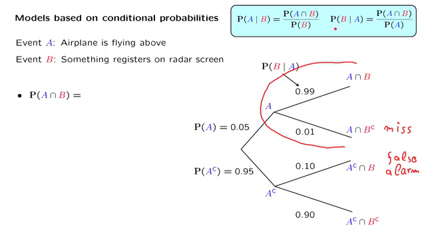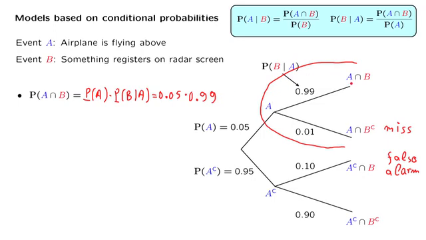If we interchange the roles of A and B, our definition leads to the following expression. The conditional probability of B given A is the probability that both events occur divided by the probability, again, of the conditioning event. Therefore, the probability that A and B occur is equal to the probability that A occurs times the conditional probability that B occurs given that A occurred. And in our example, this is 0.05 times the conditional probability that B occurs, which is 0.99.